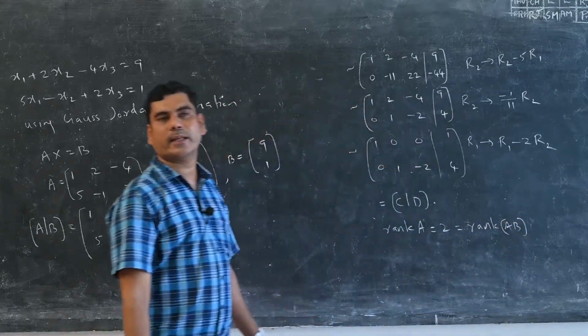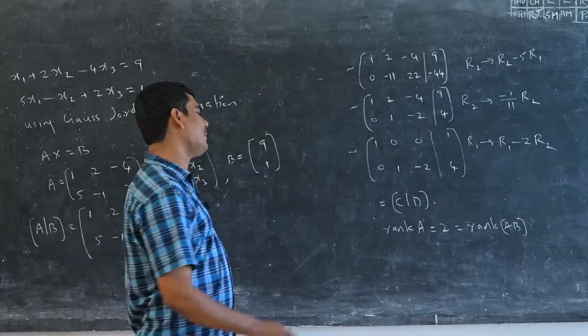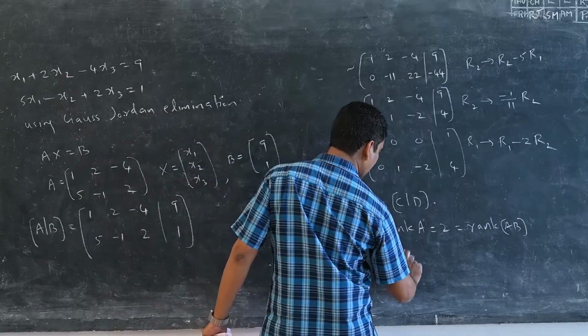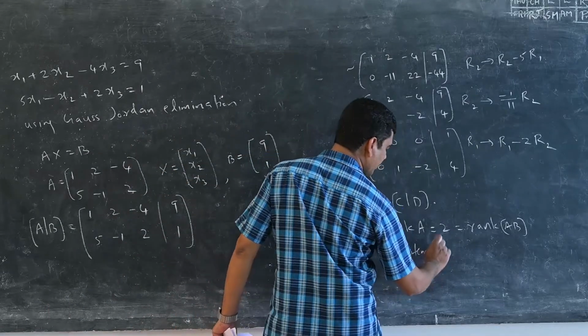If rank A is equal to rank AB, this system is consistent. That is, the system has a solution. System is consistent.